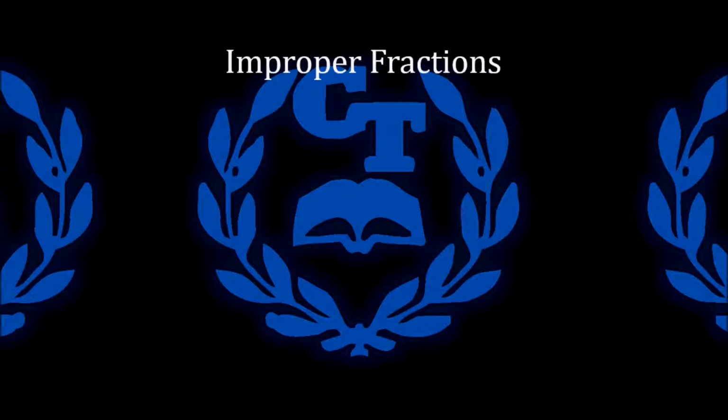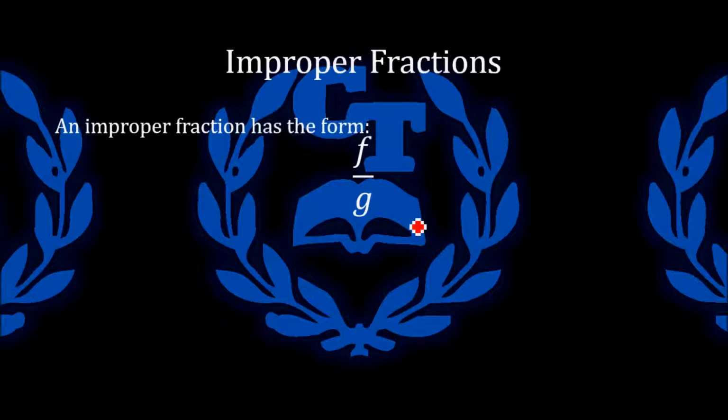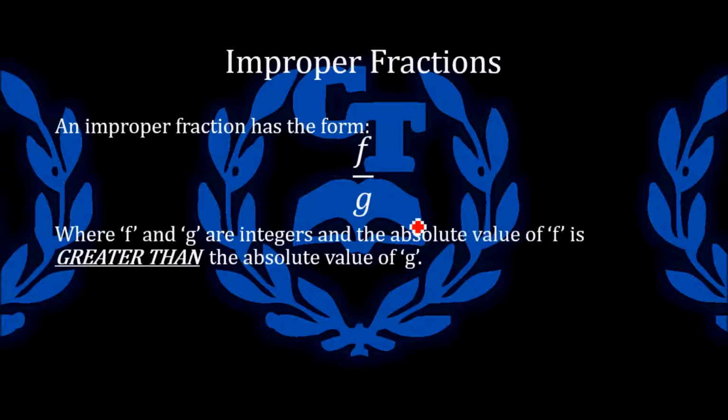The last type of fraction that you would have is improper fractions. Improper fractions are of the form f over g, where f and g are integers and the absolute value of f is greater than the absolute value of g. So say for example, I have something like 5 over 2. 5 over 2 is an improper fraction because this 5 here is larger than the 2 underneath over here.